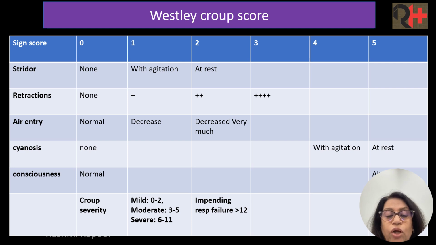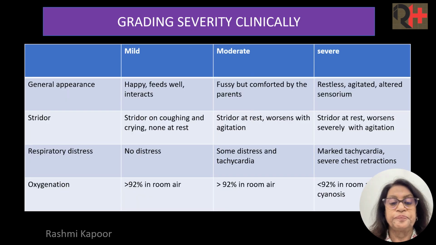Consciousness, if it is normal, the score is 0. But if it is altered, the score is 5. So if the score totals to 0 to 5, it is mild. If the score totals to 3 to 5, it is moderate. And severe is 6 to 11. And if the score is more than 12, there is impending respiratory failure.